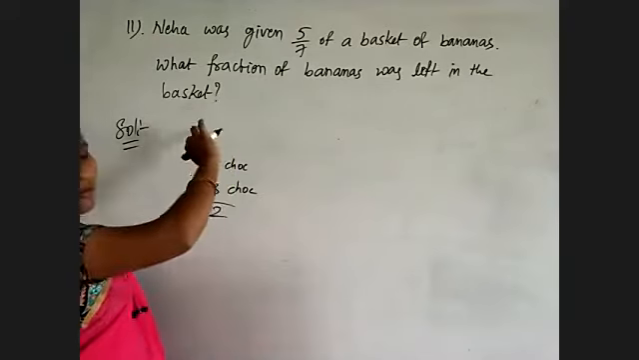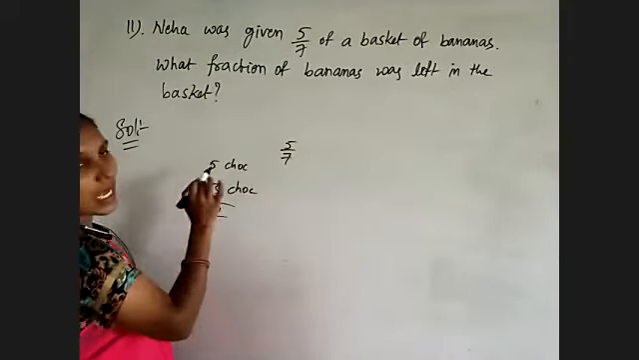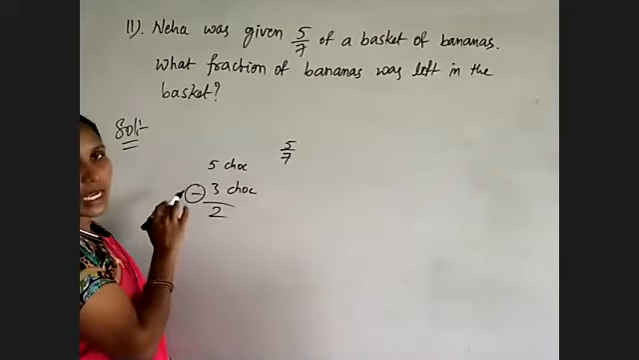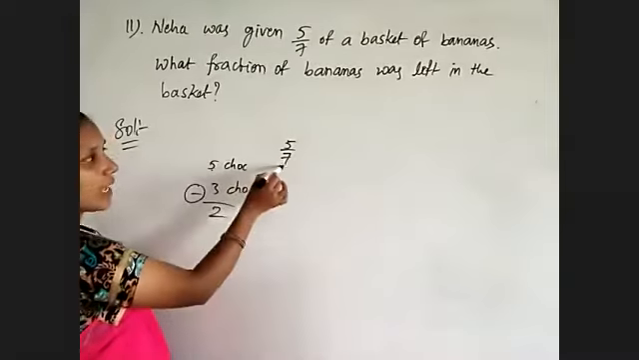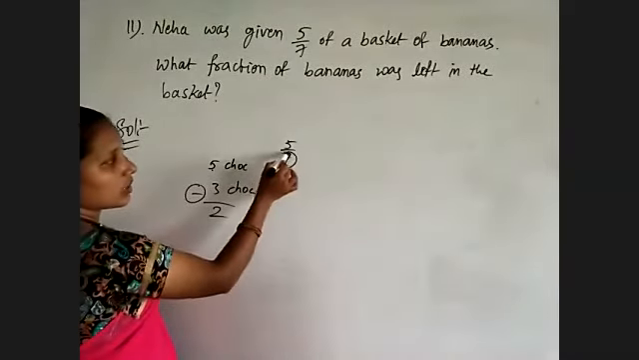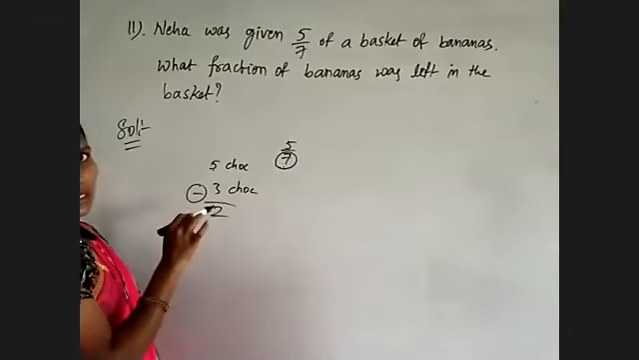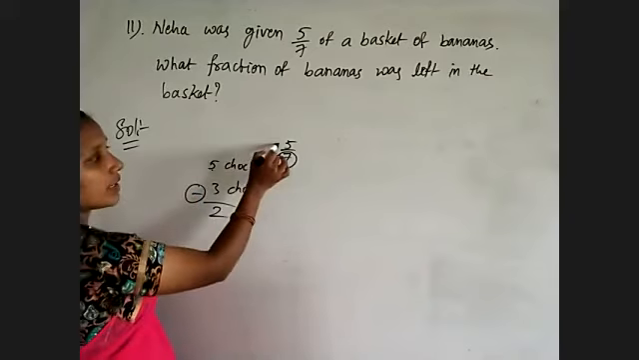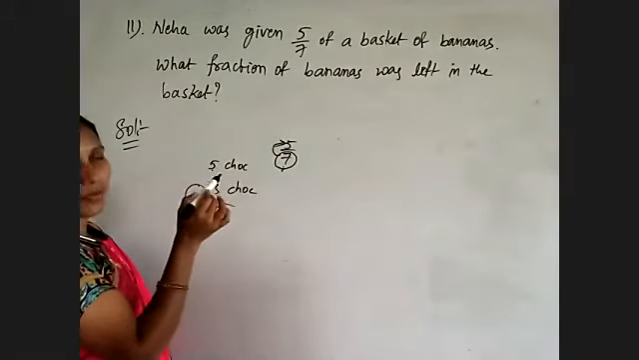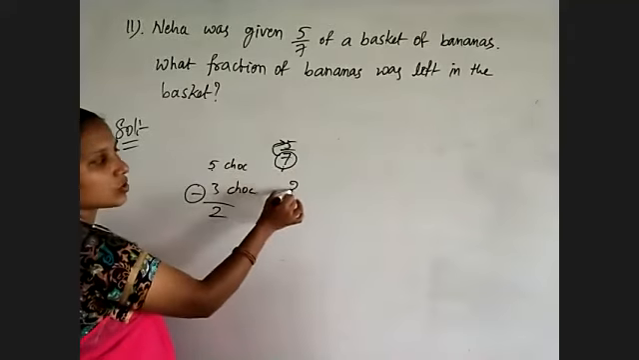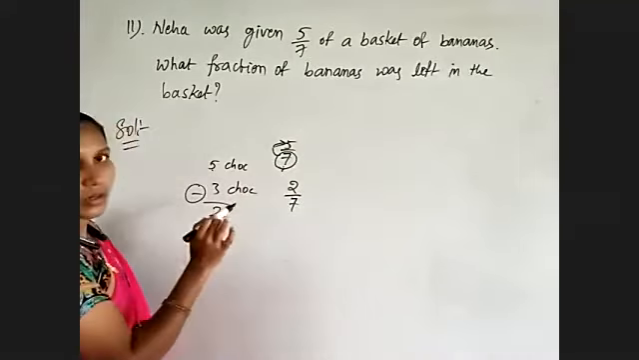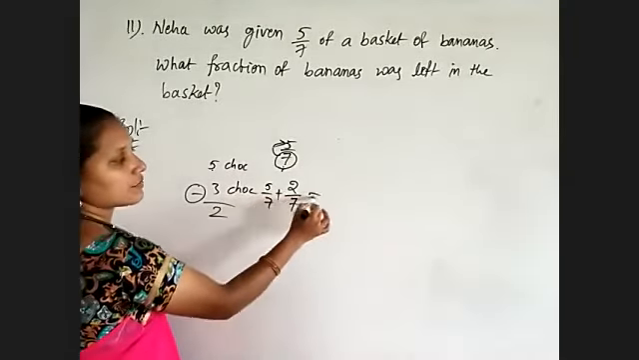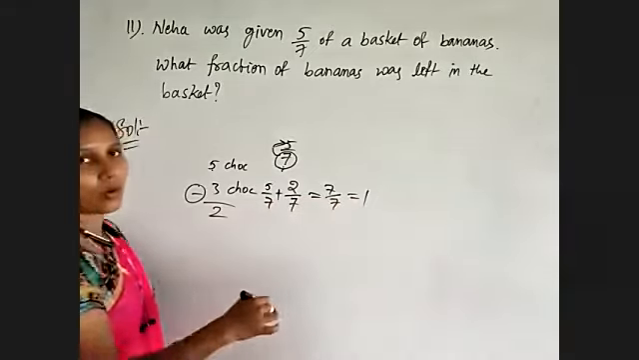In the basket full of bananas, 5/7 of the bananas are given to another person. Still how many bananas are left in the basket? So instead of numbers, we have fractions. Just observe, total bananas are divided into 7 equal parts. Out of 7, 5 were distributed. Still how many are left? 7 minus 5, that is 2 out of 7. Fraction, no? So 2 by 7. 5 by 7 plus 2 by 7 is equal to 7 by 7, which is nothing but 1 whole.